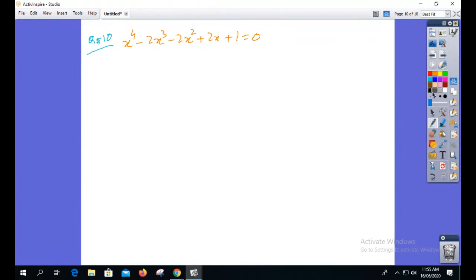After writing the question, solution: we divide this equation by x squared. Why x squared? Because here we have x power 4. The half of 4 is 2. So we divide the whole equation by x power 2. To rearrange type number 3, divide the equation by x squared. Is it clear to everyone?